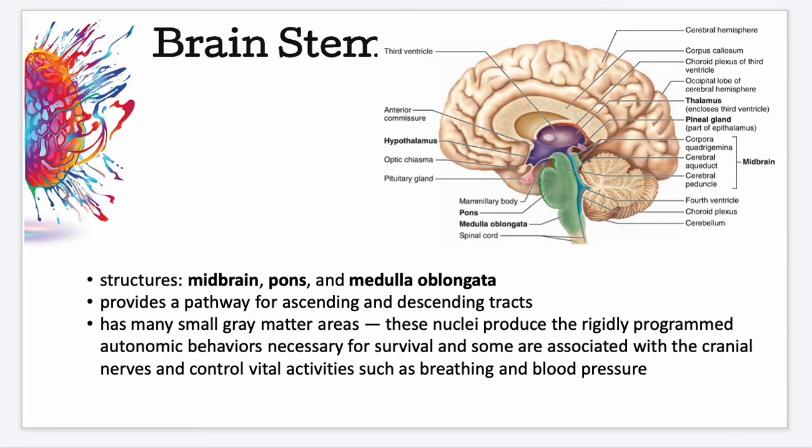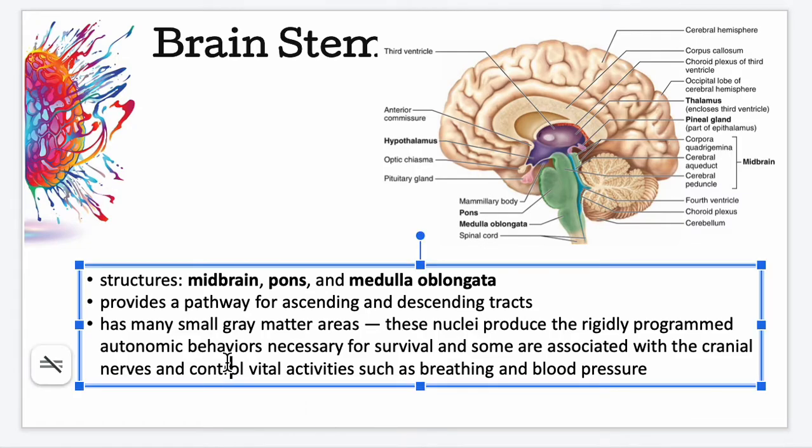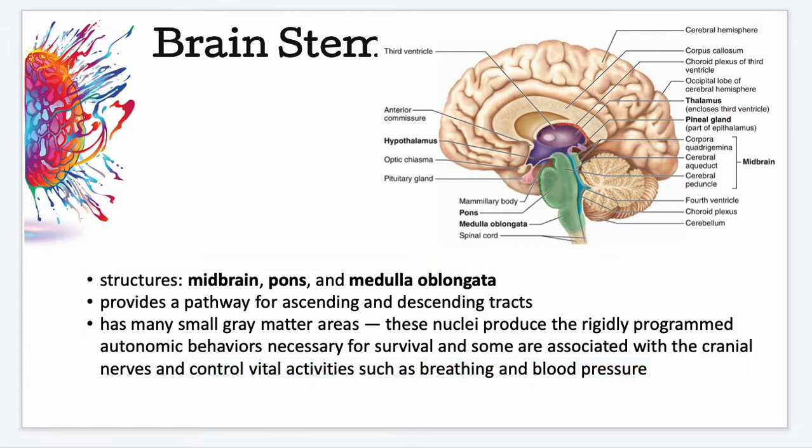Your brainstem, the structures there are your midbrain, your pons, and your medulla oblongata. So they provide a pathway for ascending and descending tracts. They have many small gray matter areas, and these nuclei produce the rigidly programmed autonomic behaviors necessary for survival. And this is very important. It's associated with cranial nerves and controls vital activities such as your breathing and your blood pressure.